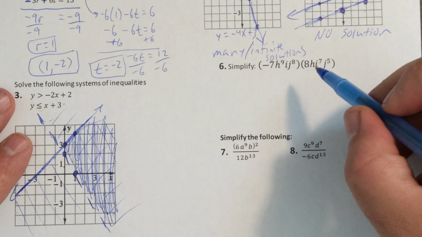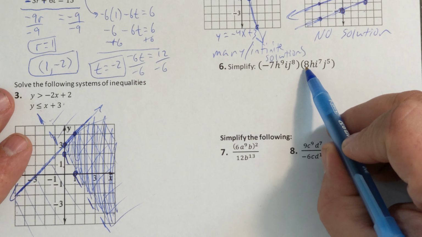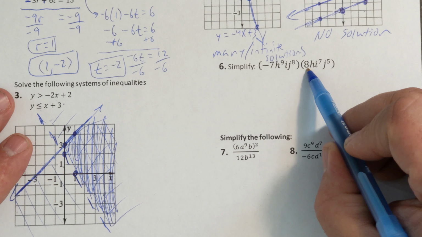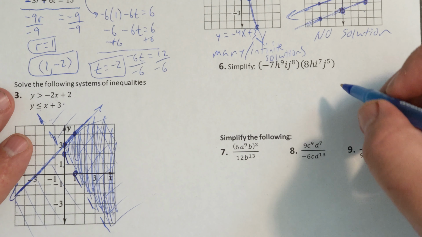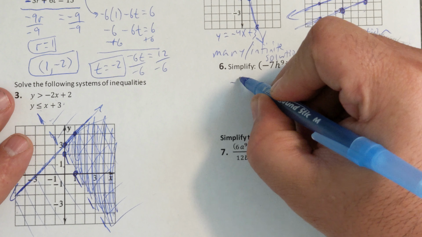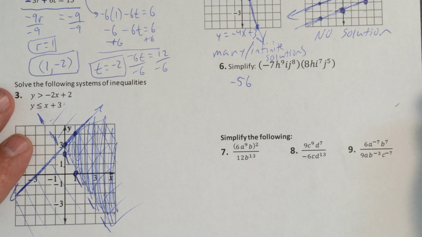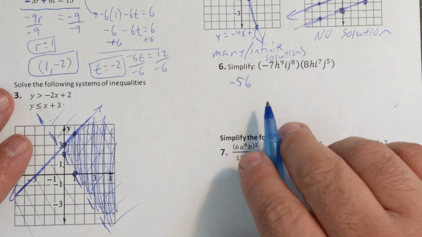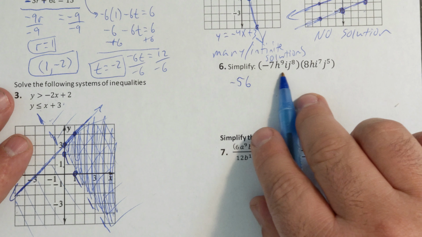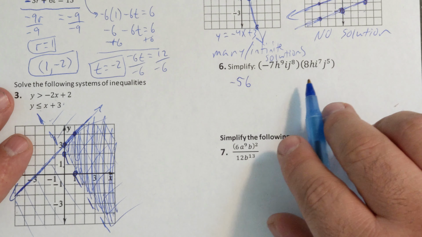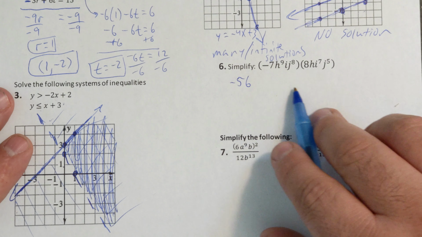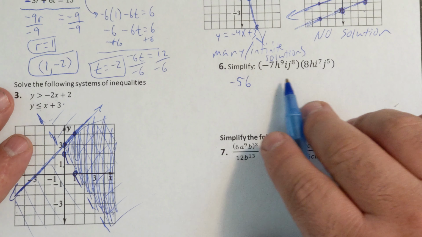This one's asking you to simplify. The coefficients in the front, the number negative 7 and the number 8, those can be multiplied together. So negative 7 and positive 8 is negative 56. That's completely separate from the exponents that are on the variables. Since you're multiplying a monomial with another monomial, there's no plus in between here or minus.